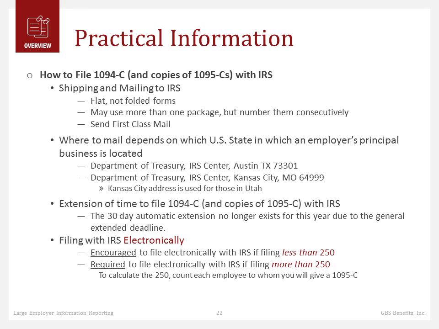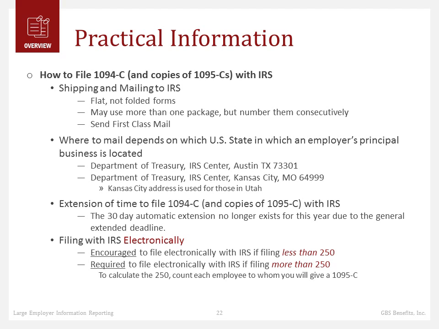So those are the 3 methods. Now we're going to talk about something a little easier for a minute, to kind of take a break from that sort of technical detail, and talk about how you actually file the forms with the IRS. First, we're going to talk about how you file the 1094C forms plus the copies of the 1095Cs with the IRS, and then we're going to talk about how you furnish or provide the 1095Cs to your employees.